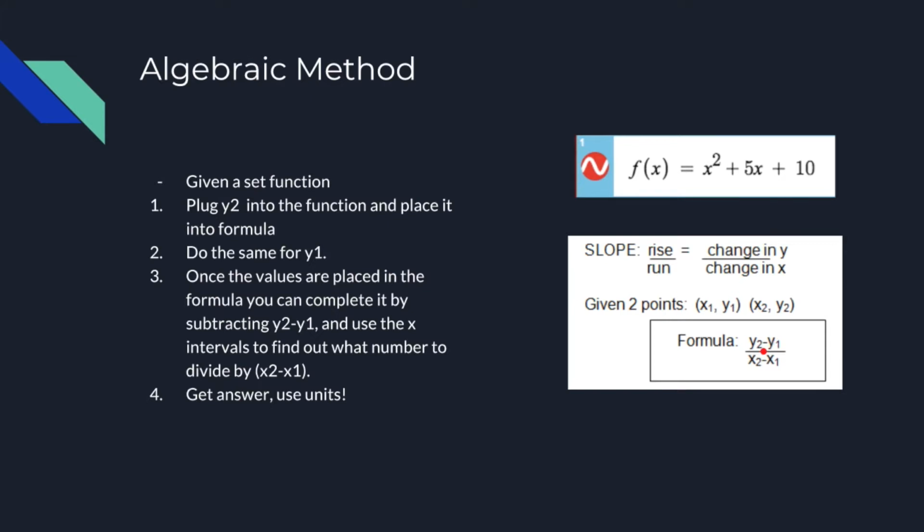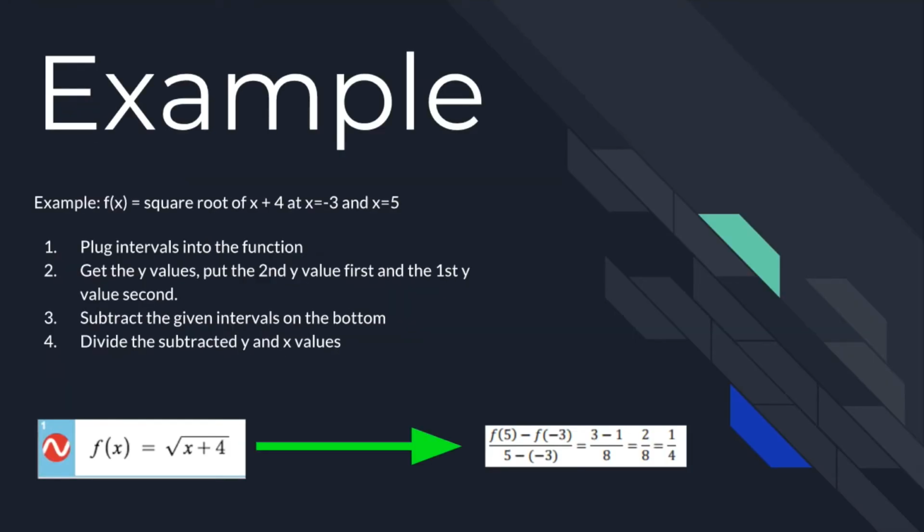Then you're going to go ahead and divide those values by the intervals: the second interval subtracted by the first interval. Pretty simple. Once the values are placed into the formula, you can complete it by subtracting y2 minus y1. We already went over the formula. Once the values are placed in the formula, you can complete it by subtracting the top and bottom values and then dividing them. Then, when you get your answer, always remember to use units so that you don't lose any marks within your answer.